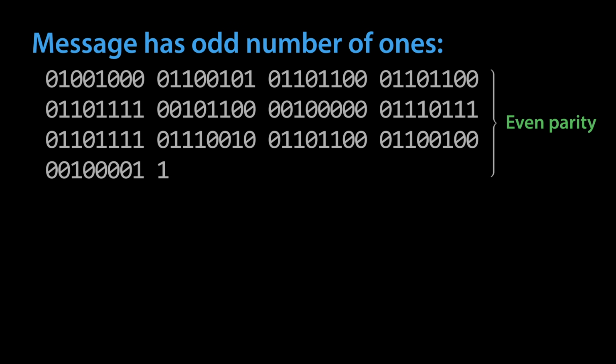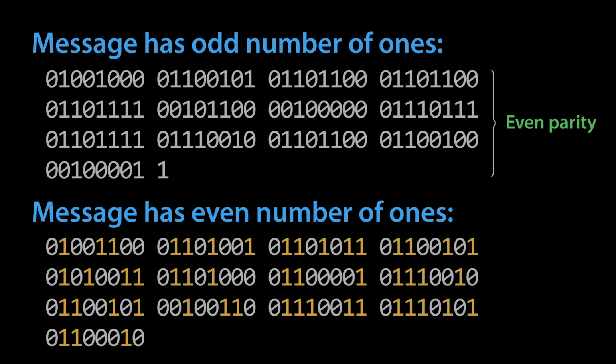But let's take a different message. Here's a different message that's got an even number of 1s. And because it's got an even number of 1s, the parity bit's going to be 0. But that means the whole thing, message plus parity bit, still has an even number of 1s, which means again that the receiver is going to have to expect the whole thing to have even parity.